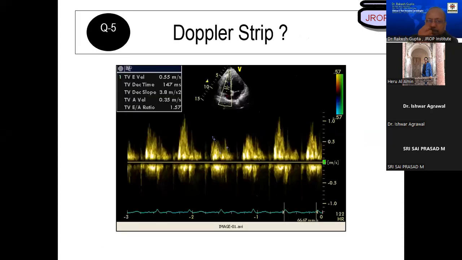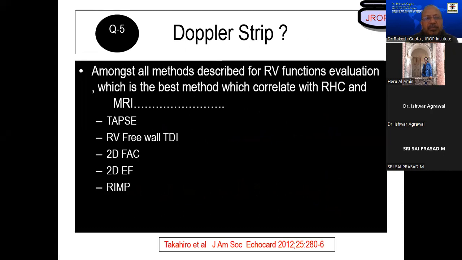Doppler strip, it does tell you a lot of things here. With inspiration, the flow is increasing; with expiration, the flow is decreasing. And when we take up the next subject sometime later, when we're talking about constrictive versus restrictive cardiomyopathy, then this will become more appropriate, looking at respiratory flow in the tricuspid and mitral valve.